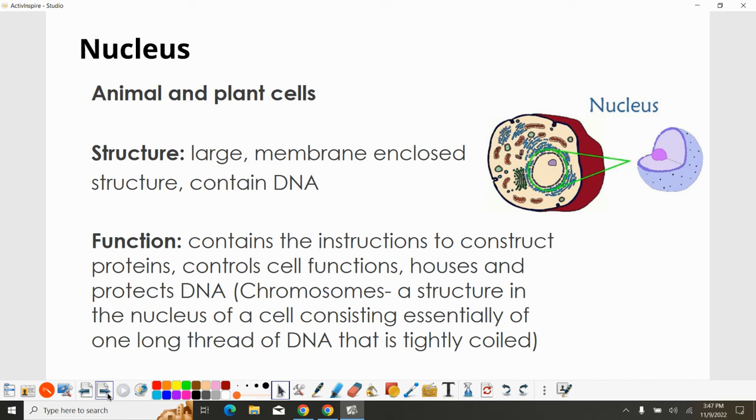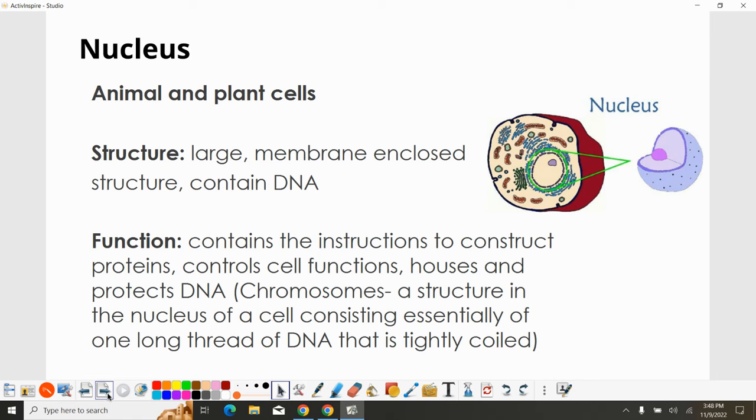The nucleus itself is a large structure. It's one of the largest in the cell, and it contains the DNA. It's surrounded by that nuclear membrane. Two big jobs: it controls cell functions, and it houses and protects that DNA.